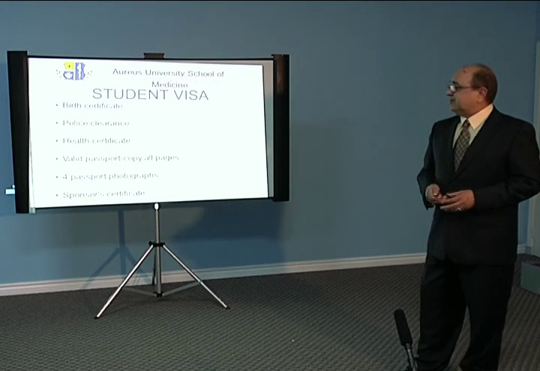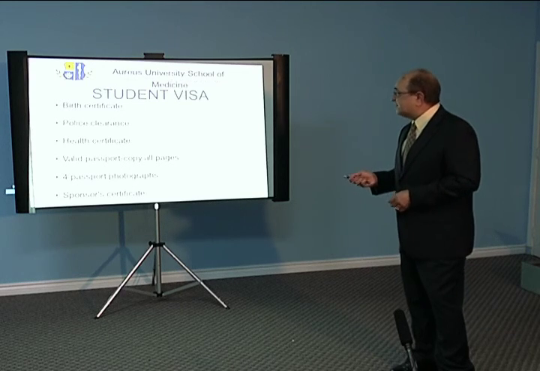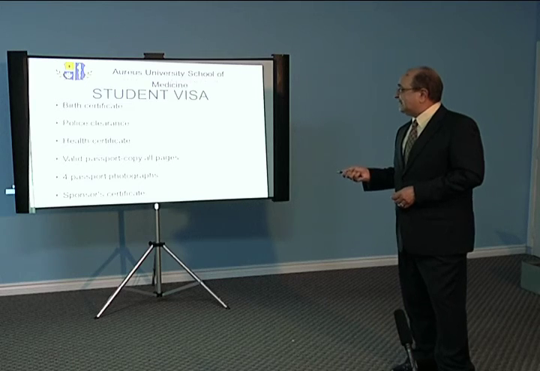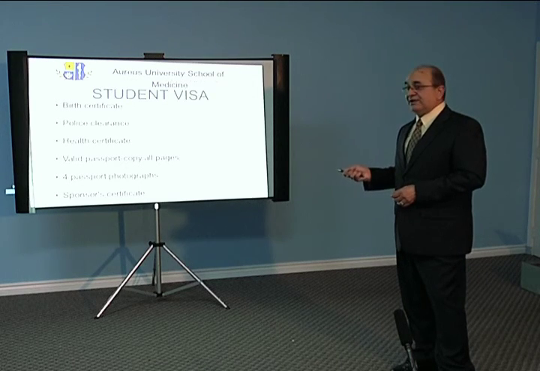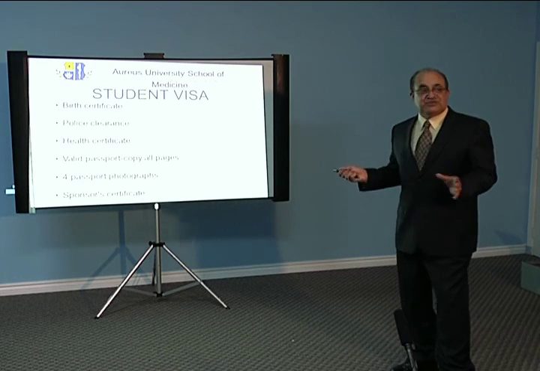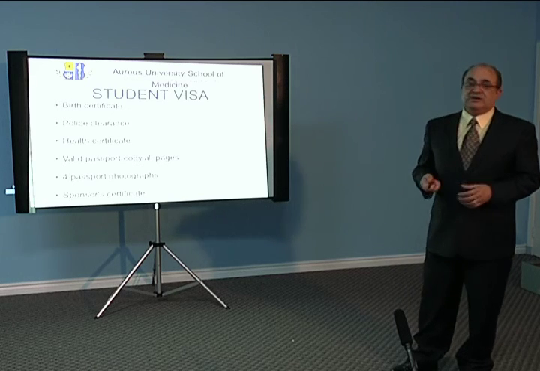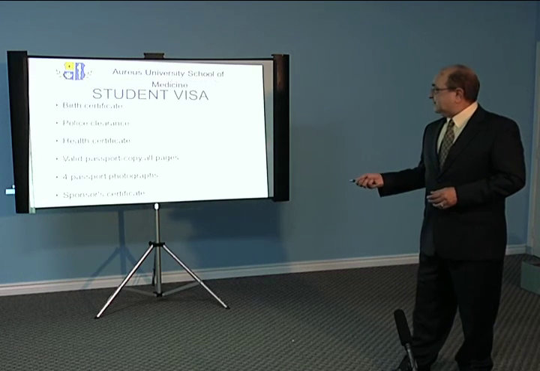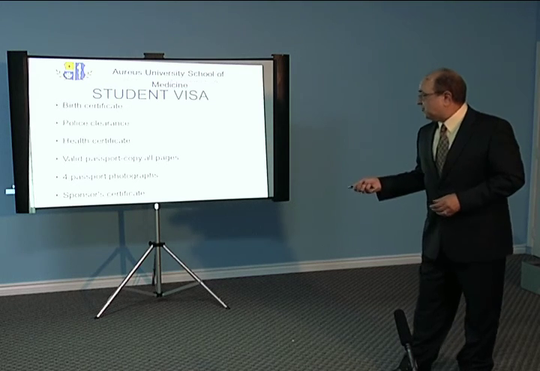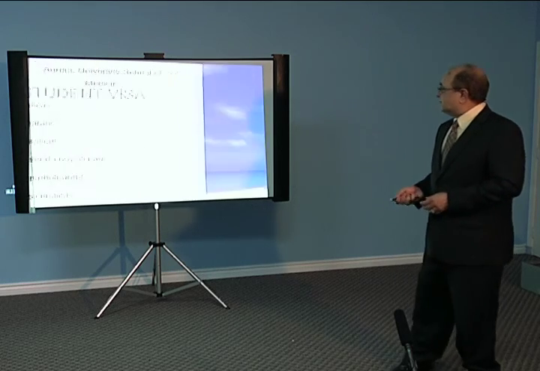Now, for the student visa, you will require attestation for two important certificates, that is the birth certificate and the police clearance certificate. Both these certificates you have to get notarized by a lawyer and ultimately attested, or what is called apostilled, by the Dutch embassy. And then you have to have a health certificate from the family physician, and valid passport copies and 4 passport size photographs, along with a sponsor certificate stating who is sponsoring your education.